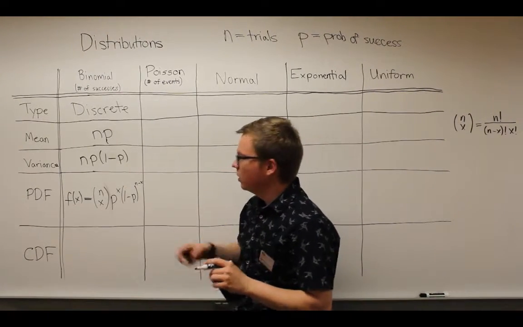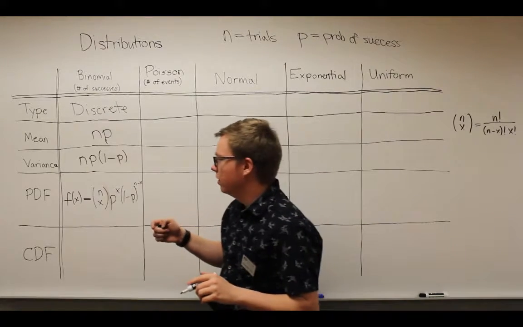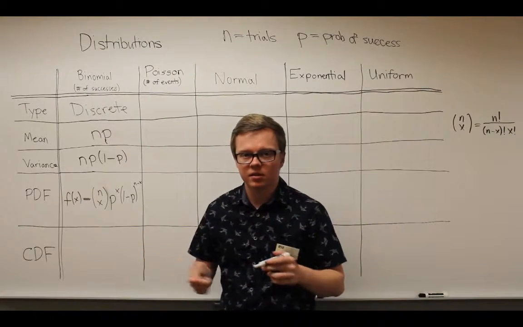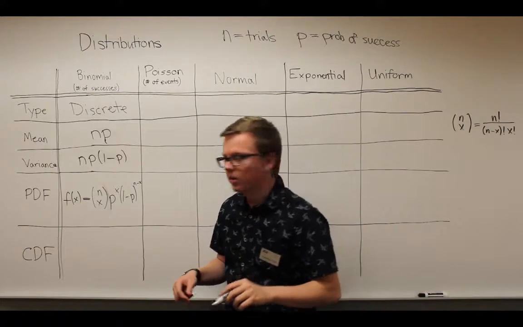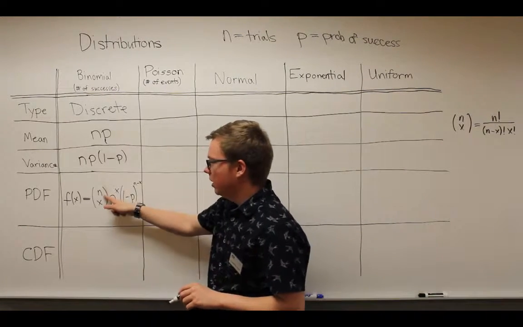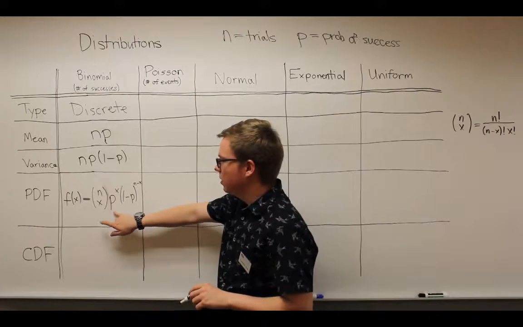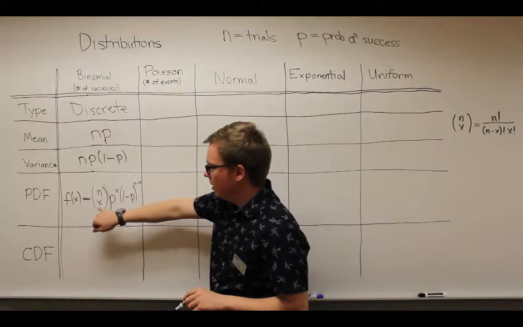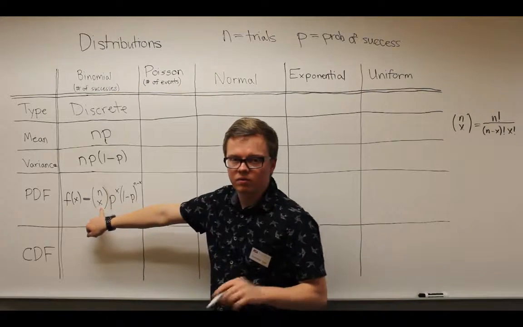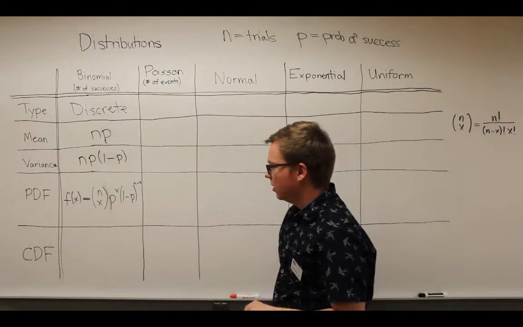And so if you want to know, for example, the probability of getting 5 successes out of 10 trials with a probability of 0.7, you'd plug in n equals 10 trials, p equals 0.7, probability of a success, and then x would be 5. You want to know the probability of 5 successes.